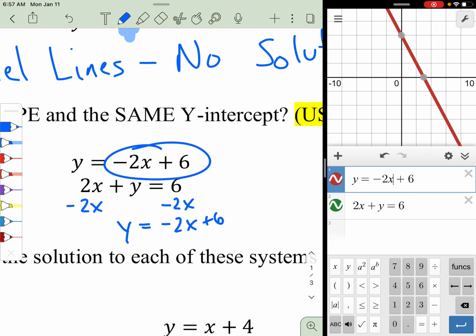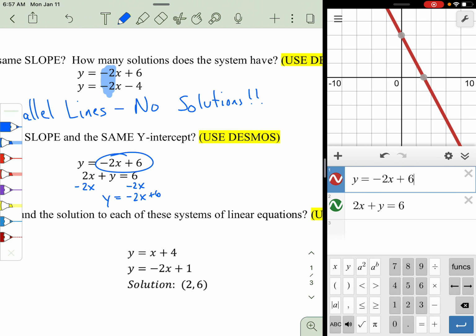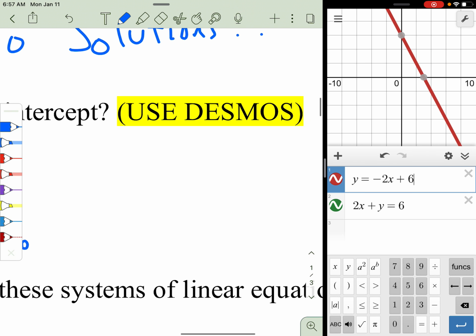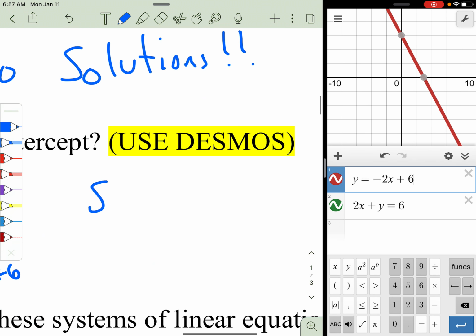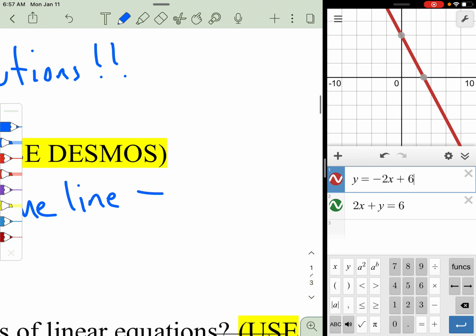As you can see, green line, red line here on Desmos to the right, they're the exact same equation. So if they have the same slope and the same y-intercept, this means that it is the same line, which means it's always touching, which means there are infinite solutions.